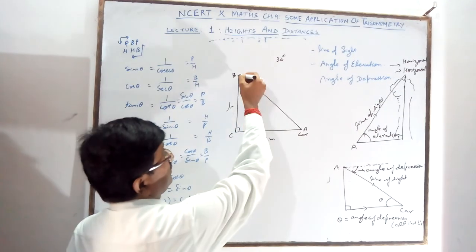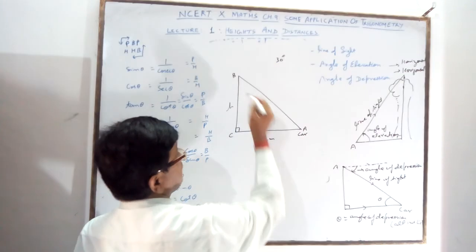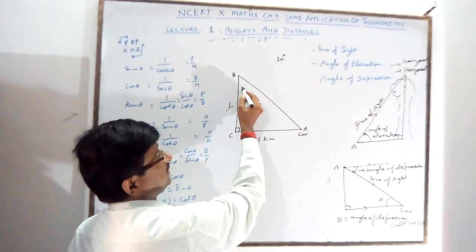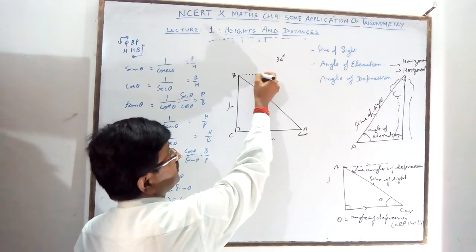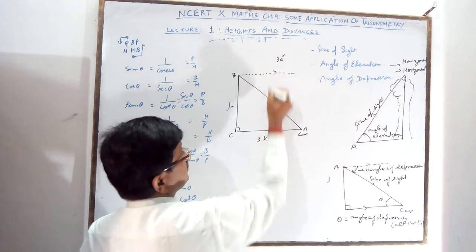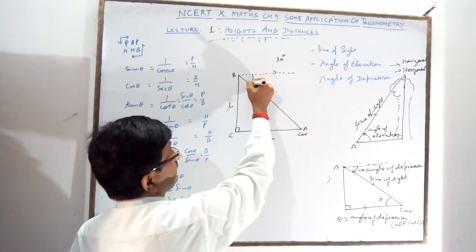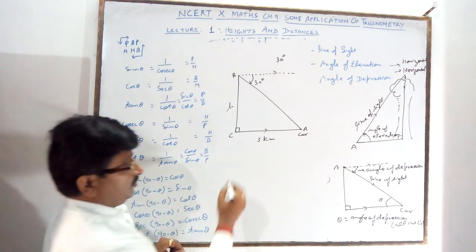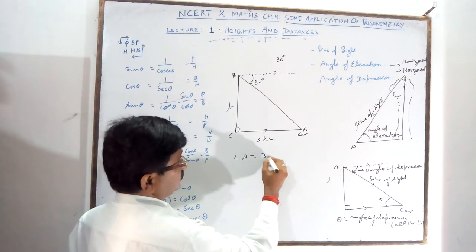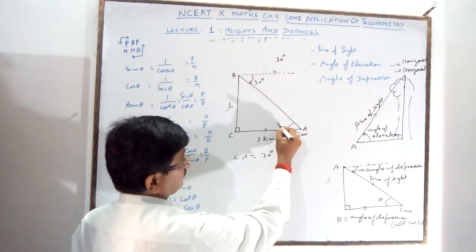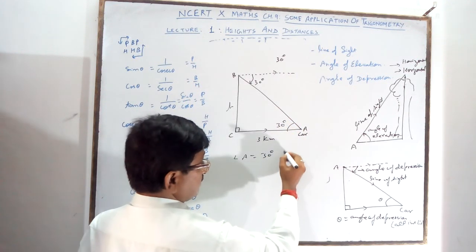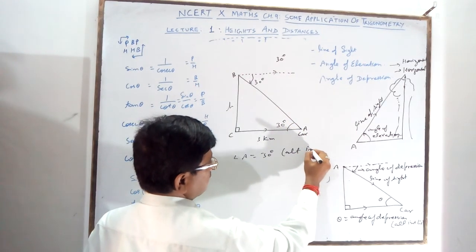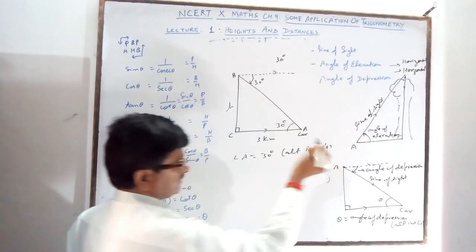So what will you do here? Again, the depression angle is 30. You can't write 30 here. You draw a parallel line with this, and this angle is your depression angle, which is 30 degree. Now angle A is equal to 30 degree. Why? Because of alternate interior angles. Simply write it down, no need to explain anything else.